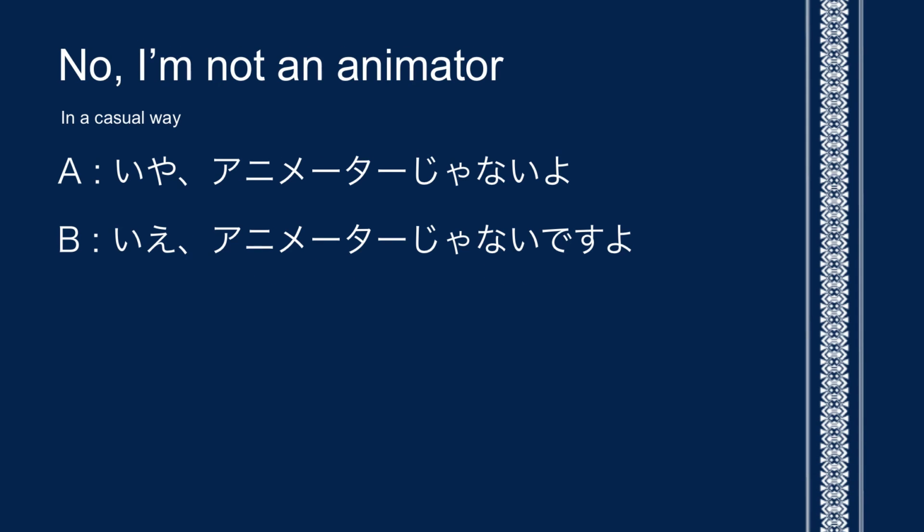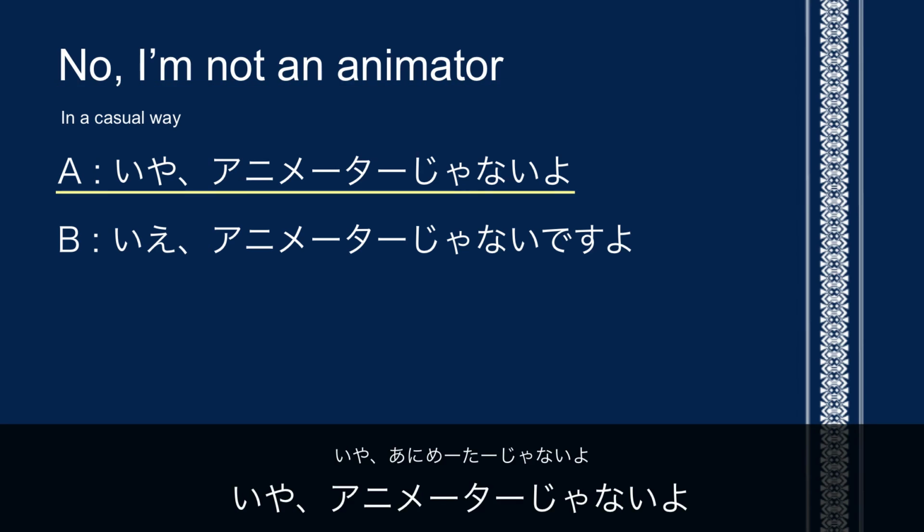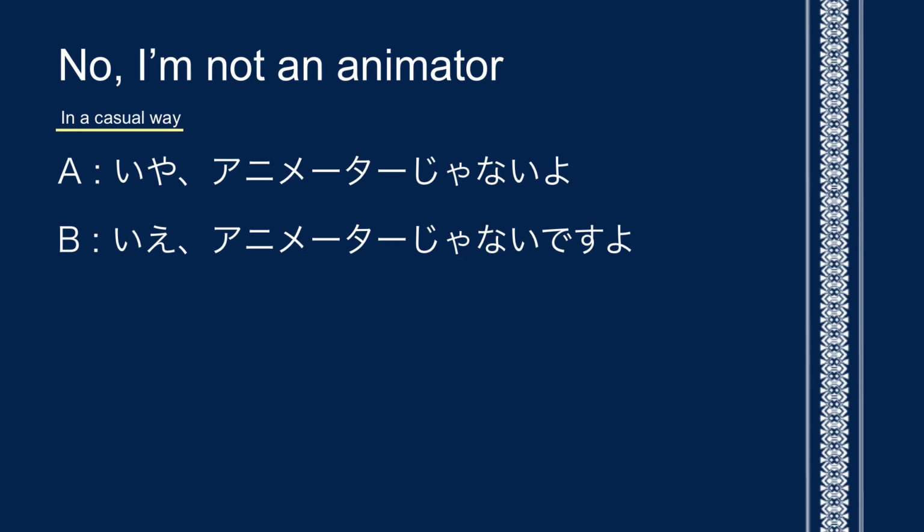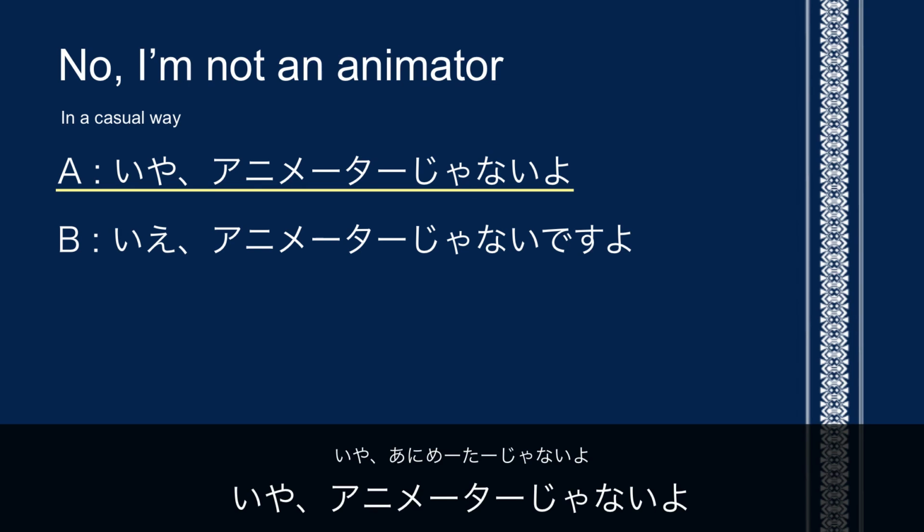The ninth sentence is that no, I'm not an animator. And the options are here. いや、アニメーターじゃないよ。いえ、アニメーターじゃないですよ。First, a casual way is required. Both of them have the same meaning. This sentence is polite, and this sentence is casual. So, this one is correct. いや、アニメーターじゃないよ。No, I'm not an animator.